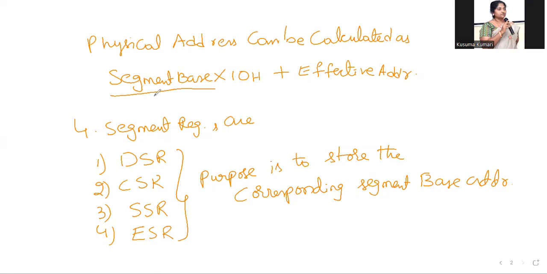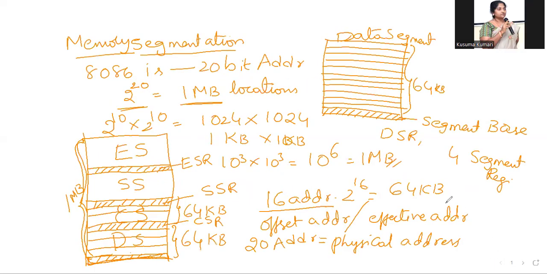To calculate the physical address, we need to take the segment base, which is available in the concerned segment register, multiply it by 10 hexa, plus the effective address. What is this effective address? Suppose I want to identify this particular memory location.